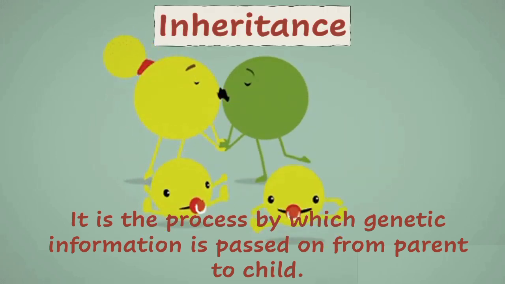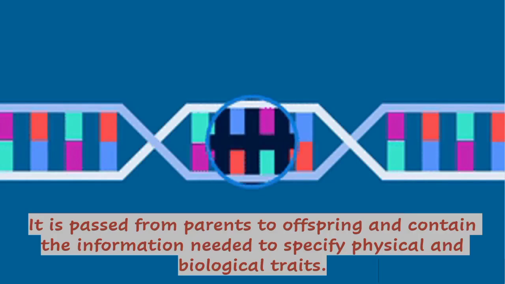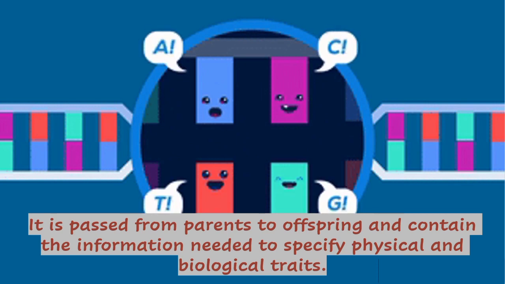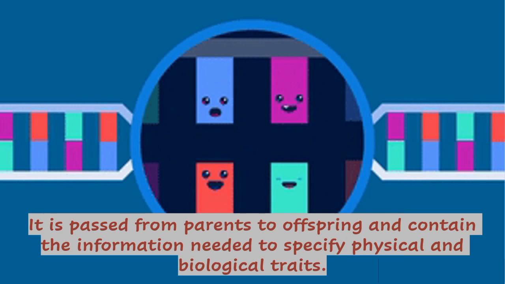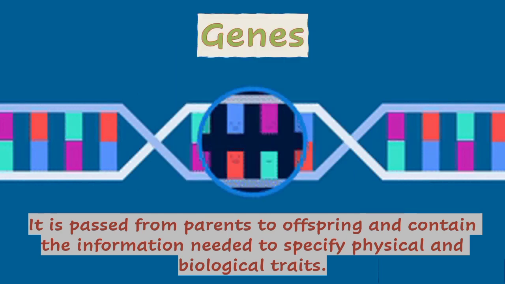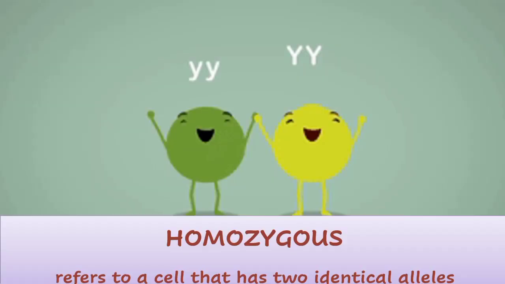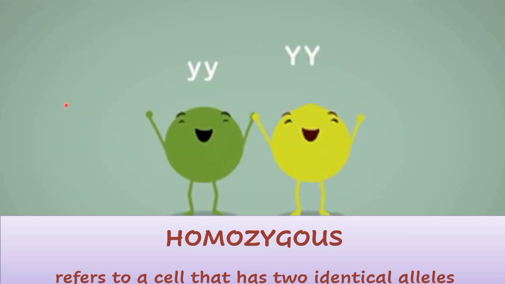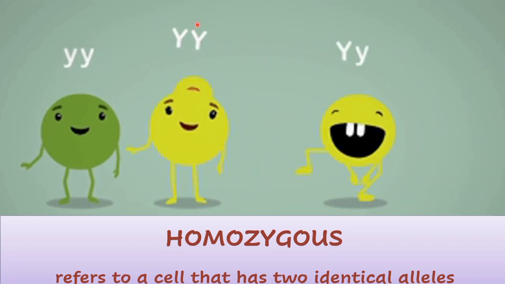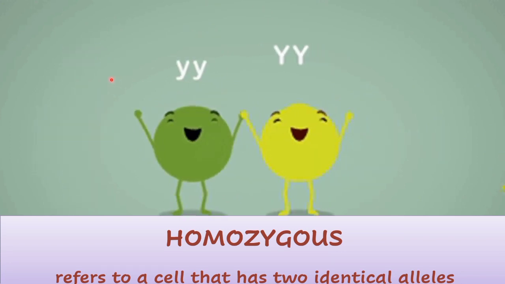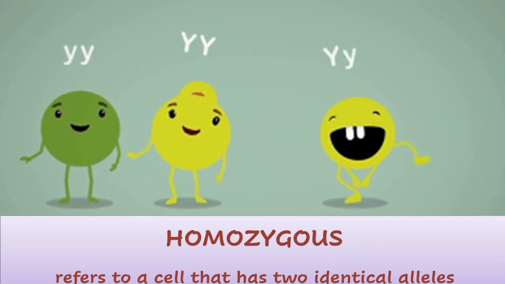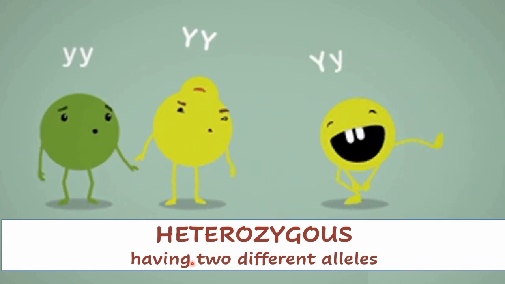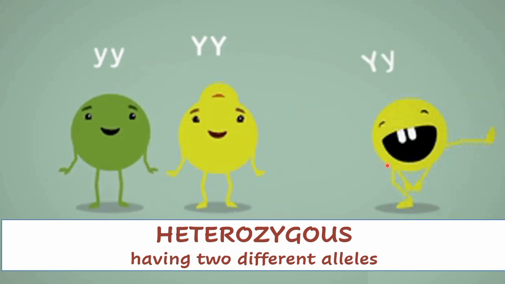Yes, it is inheritance. For the next one, it is passed from parents to offspring and contains the information needed to specify physical and biological traits. Yes, that is genes. The next one is what we call homozygous. It refers to a cell that has two identical alleles, just like these two examples. Next, we have the heterozygous, having two different alleles, just like this example here.